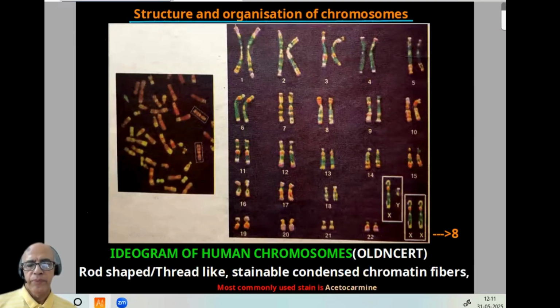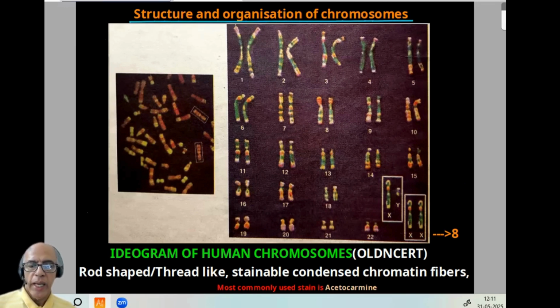This diagram is the structure and organization of the chromosome. This diagram belongs to the old NCERT. And this representation, the second one, is called the ideogram of the human chromosome, a diagrammatic representation of the arrangement of chromosomes. Chromosomes are normally rod-shaped, thread-like, stainable, condensed chromatin fibers.